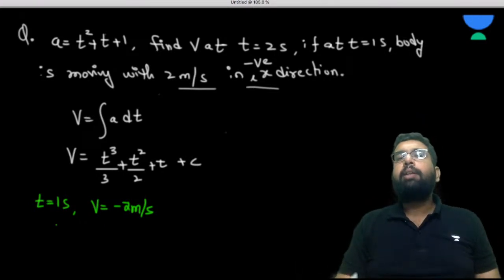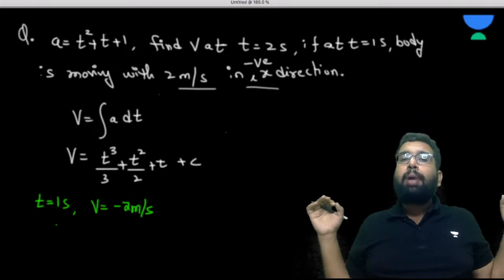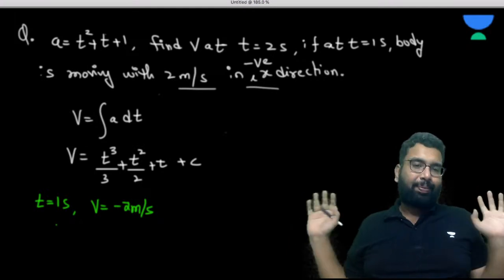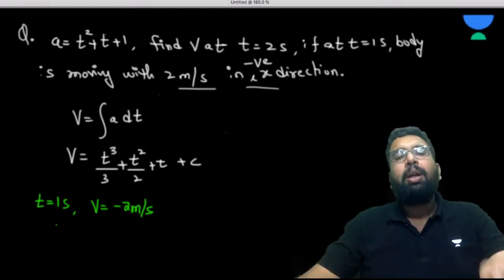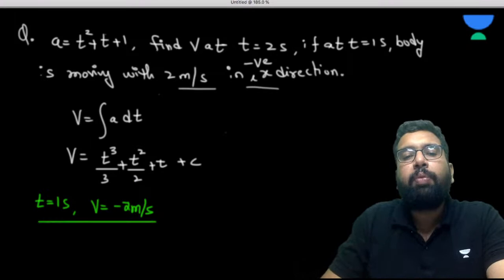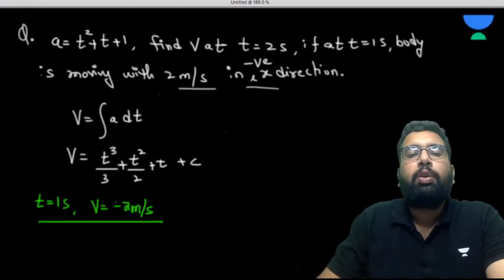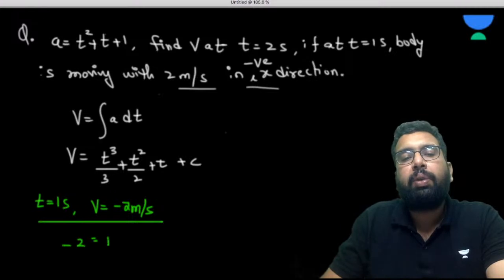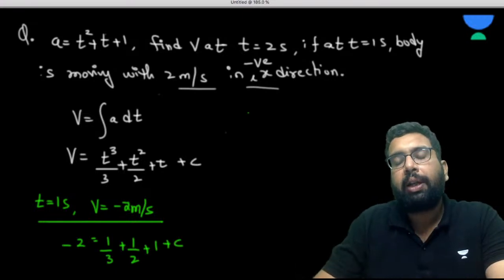The velocity is how much, sir? The velocity is minus 2 meter per second. Understood? Now, using this information, we can get the value of c. If I put the v in this and t is equal to 1, we'll be getting 1 by 3 plus 1 by 2 plus 1 plus c. So from here you can get the value of c.